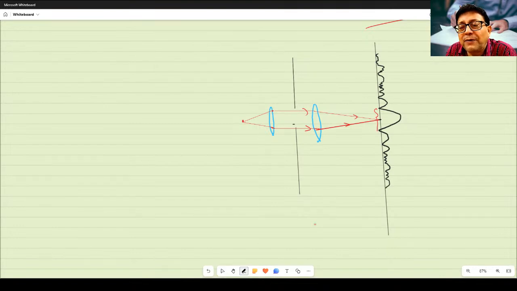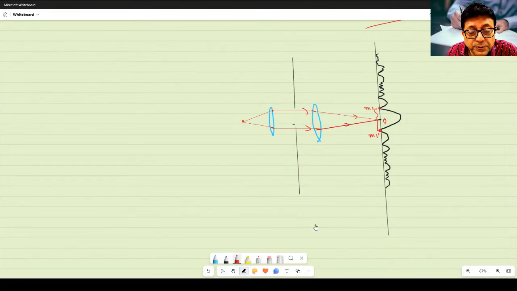So for that we will be finding the position of minima. This minima M1, this one M1 dashed. The linear distance between M1 and M1 dashed is the width of central maxima. That we are going to prove. Isn't it? So in this diagram, do I need to explain? Do I need to remind you? I hope you remember it.